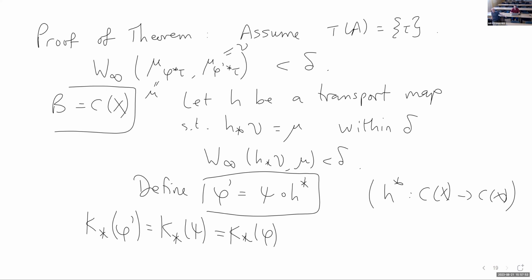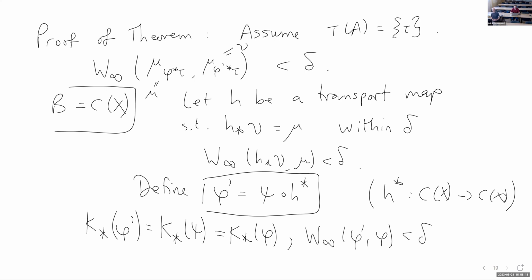Okay, so this phi prime agrees with phi on K-theory, and W infinity of phi prime and phi is less than delta. Because the measure of phi prime is h star mu, and the measure for phi is mu, and by assumption it's at most delta. Okay, so I apply the classification theorem here.